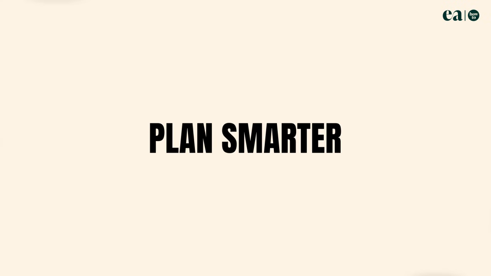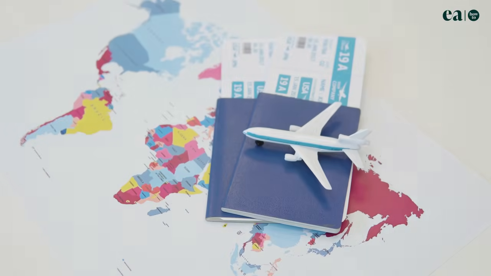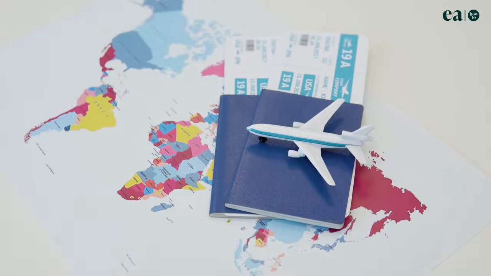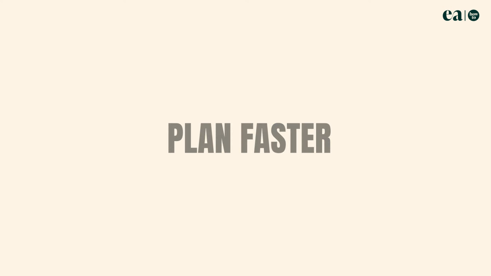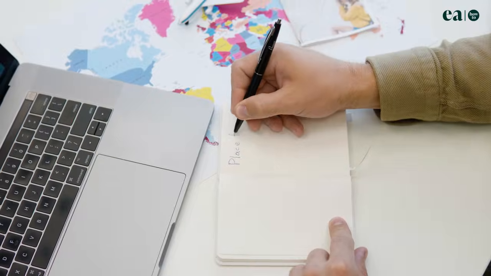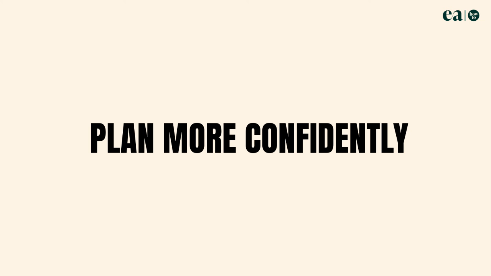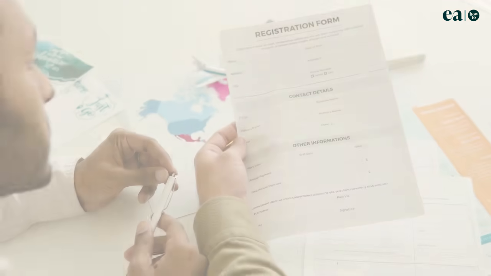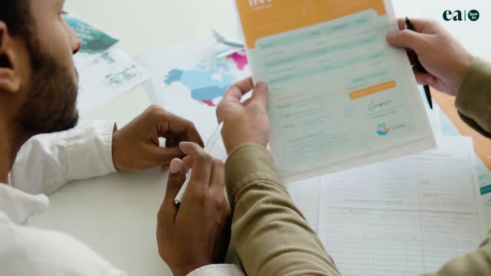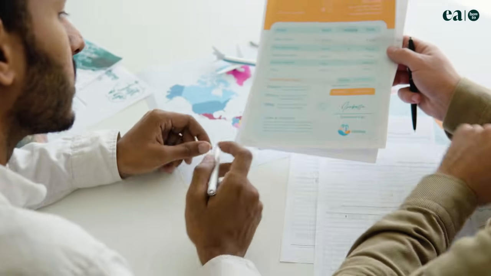The goal is to plan smarter with real data on locations, travel time, and costs. Plan faster because there's no more manually building comparison spreadsheets. And to plan more confidently because you can see travel, logistics, attendees, and budgets clearly in one place. So let's break down some specific ways you can use Troop.